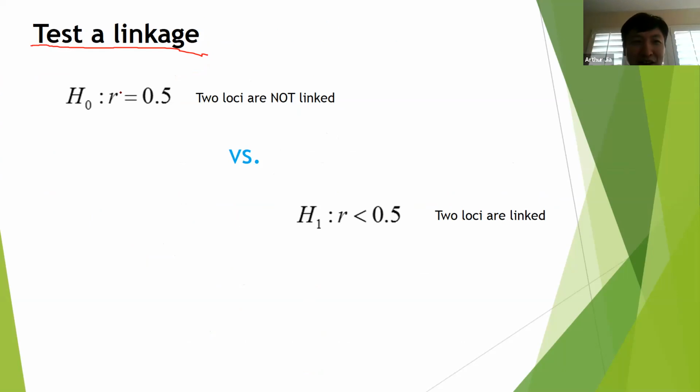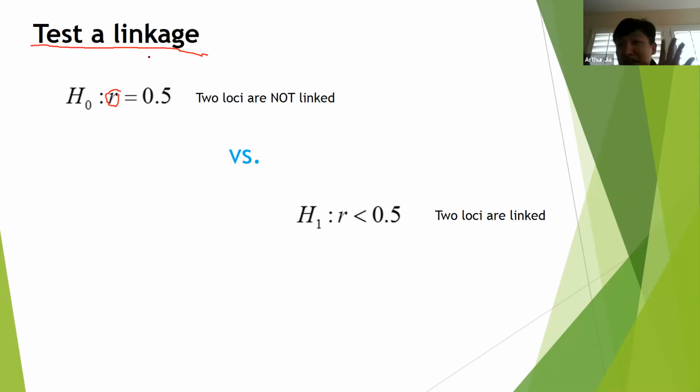Now, if you get a value of R, you want to see if this R is significantly different from 0.5 or not. Is that correct? Because we want to test if these two genes are linked or not. If they are not linked, the R should be equal to 0.5, right? If the two loci are not linked, the R between these two loci should be equal to 0.5. Am I right? Okay, so this is what we want to do next.